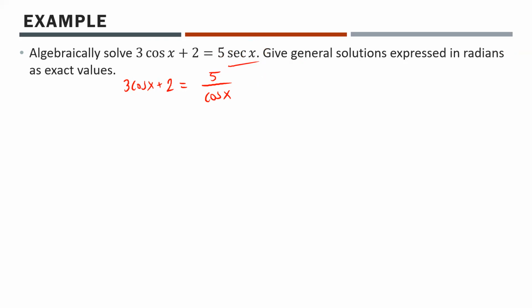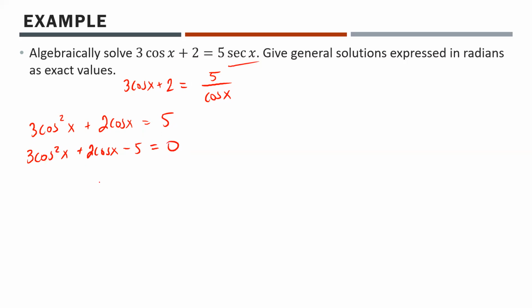Now, what I would do next, to be honest, you might be tempted just to subtract this fraction over to the other side. That would be fine. But this fraction is really going to make things tough to solve. So what I would do personally is I would just multiply everything here by cosine x, right? If I multiply everything by cosine x, we're going to have 3 cosine squared x plus 2 cosine x equals 5. And from there, I can just minus 5 from both sides, and I have 3 cosine squared x plus 2 cosine x minus 5 equals 0.